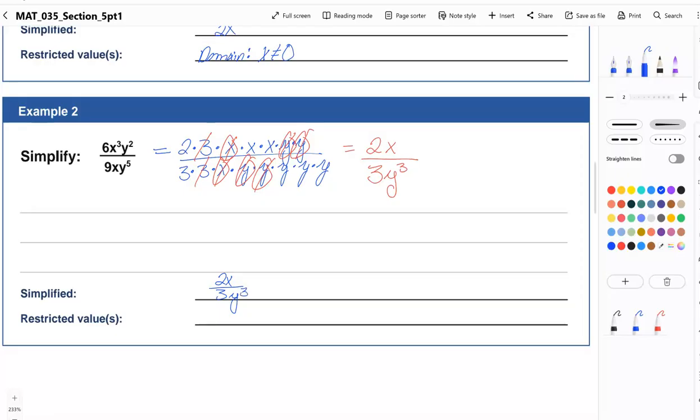If I'm thinking about what kind of numbers can I plug in for x, that denominator, 9xy to the 5th, is equal to 0. I'm going to have issues anytime I plug in 0 for x or y. So both x and y cannot be equal to 0. So how did I get that? I could think about setting each factor equal to 0. So 9x is equal to 0, and y to the 5th is equal to 0. And you can see where that 0 is coming from.